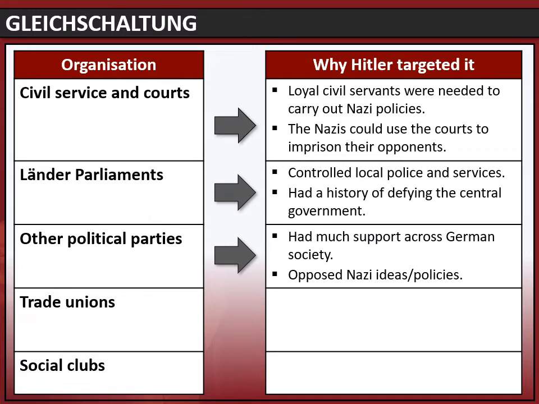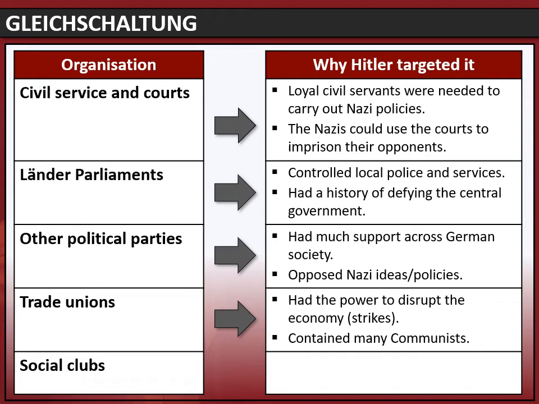Hitler wanted to wipe out other political parties. After all, they had a lot of support across German society. Many Germans had voted for other parties in the 1930s elections, and these other parties opposed Nazi ideas and policies.